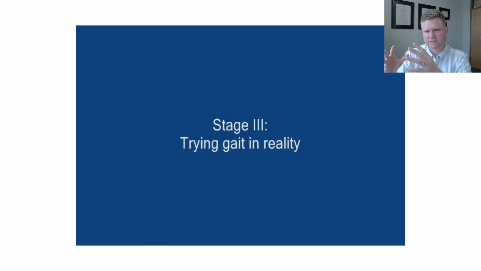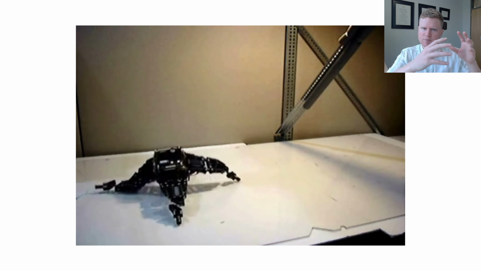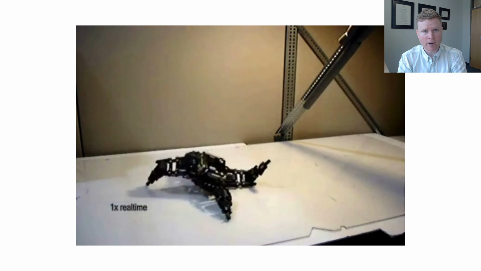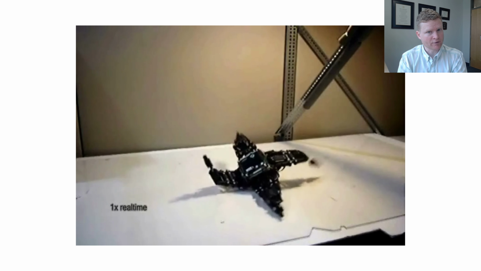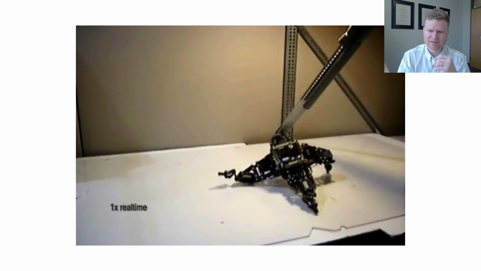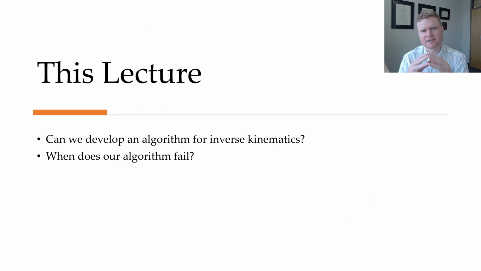So I've got my kinematics, I've tried to use them in simulation, and now I'm going to apply what I've learned in reality. And so this robot, which originally did not know its own kinematics, is pretty rapidly able to figure out those kinematics and then walk across the table. I think it's an interesting video, and it connects to today's lecture, which is again about kinematics.